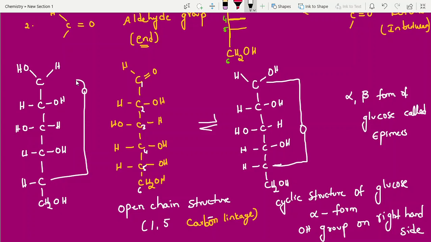Just only one carbon difference. That's it. This is alpha form. This is beta form. This is open chain. Open chain to alpha, alpha again come back to open chain, again going to the beta.